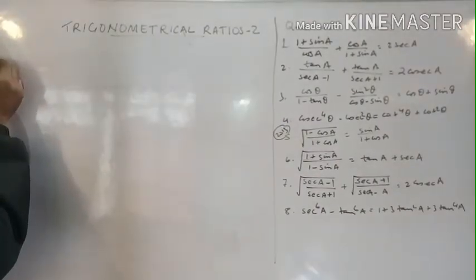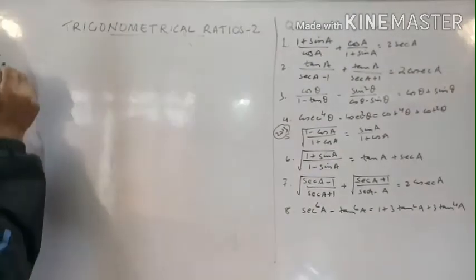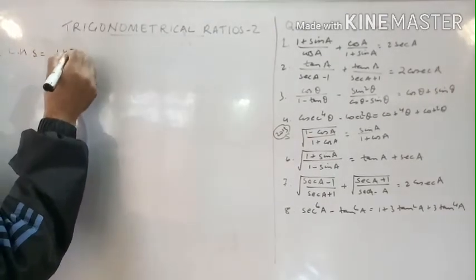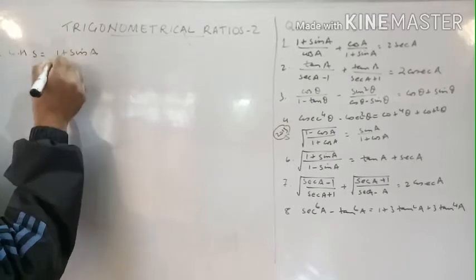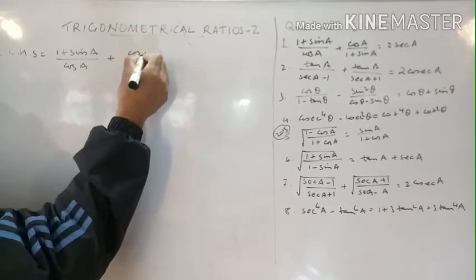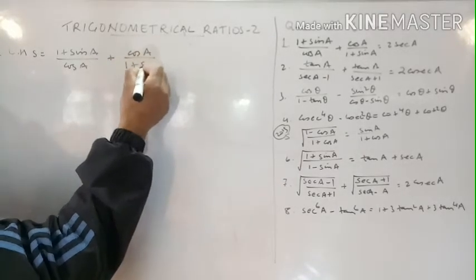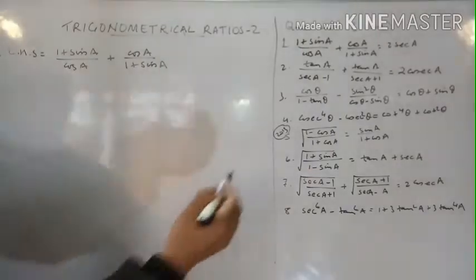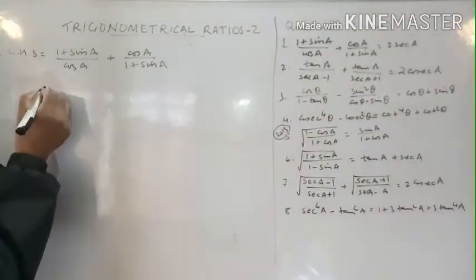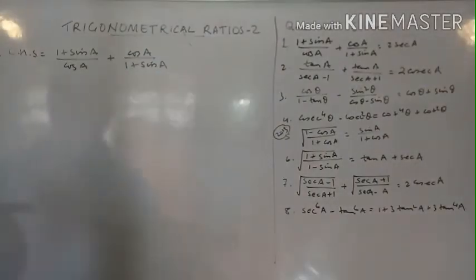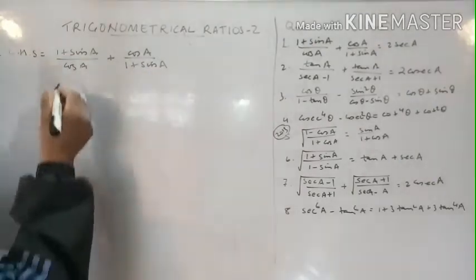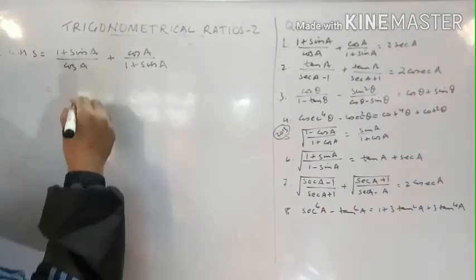Number 1, we have to prove LHS. We take (1 + sin A)/cos A + cos A/(1 + sin A). This is the left hand side and we have to prove that this is equal to 2 sec A. So here we cannot use a formula directly, because there is no formula for 1 plus sin A. So what to do, we take LCM.